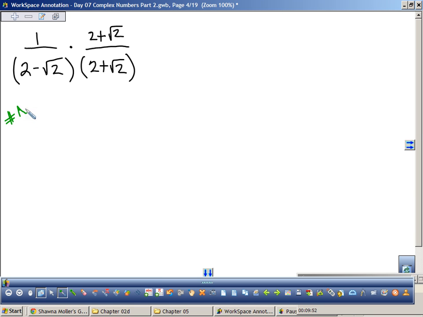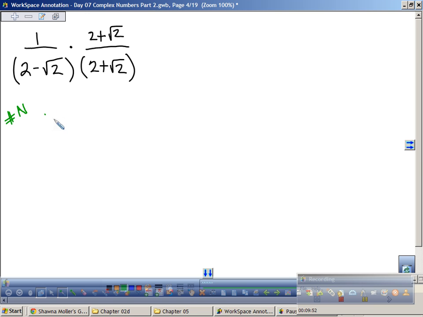This is my numerator: 1 times 2 plus root 2. It's just been a while since you've seen it. We're not going to be concerned about that one right now.